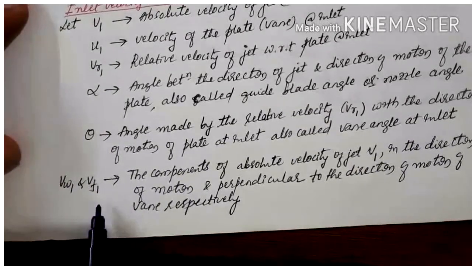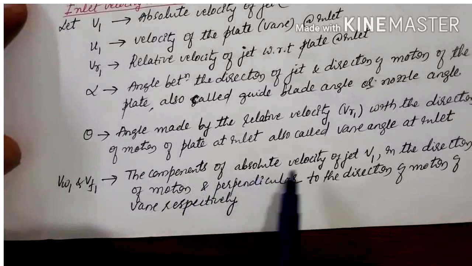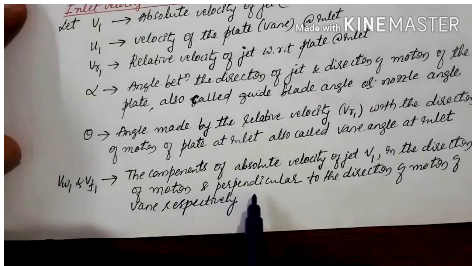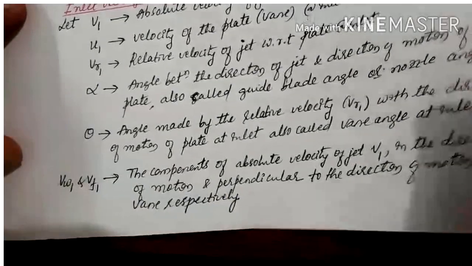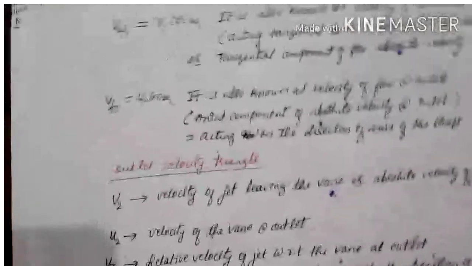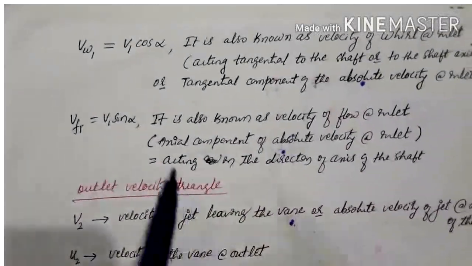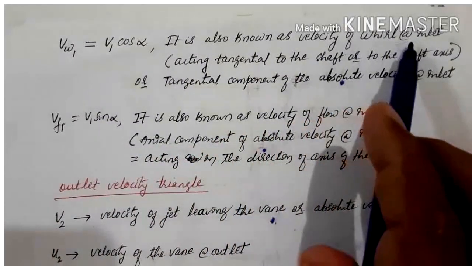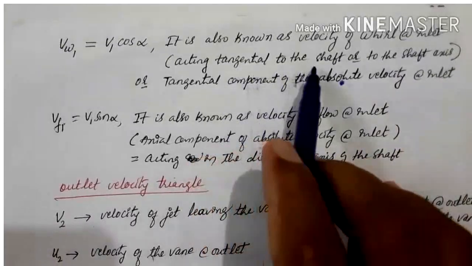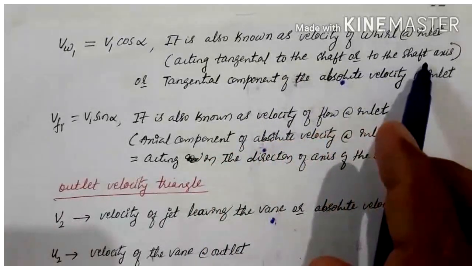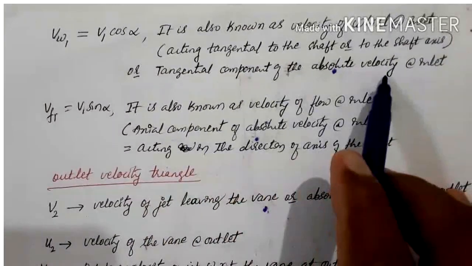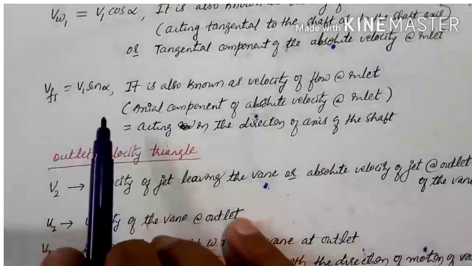Then Vw1 and Vf1 are the components of the absolute velocity of jet V1 in the direction of motion and perpendicular to the direction of motion of the vane, respectively. Vw1 is nothing but V1 cos alpha. It is also known as the velocity of whirl at inlet, acting tangential to the shaft axis, that is, the tangential component of the absolute velocity at inlet.